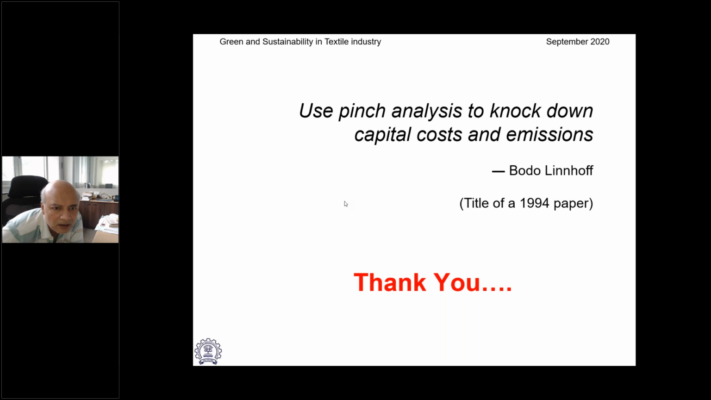Siddhant required some information on how the graphs are separated at pinch. That is by design. We have one hot composite curve and one cold composite curve. We place them together, one below the other, and then start shifting them so that their temperature difference becomes exactly equal to delta T min. I think that's all. Is there any other question that I missed?